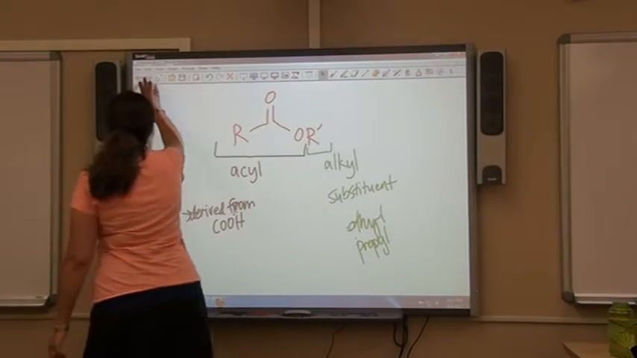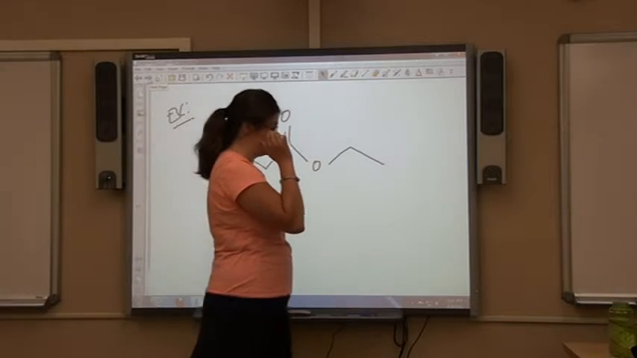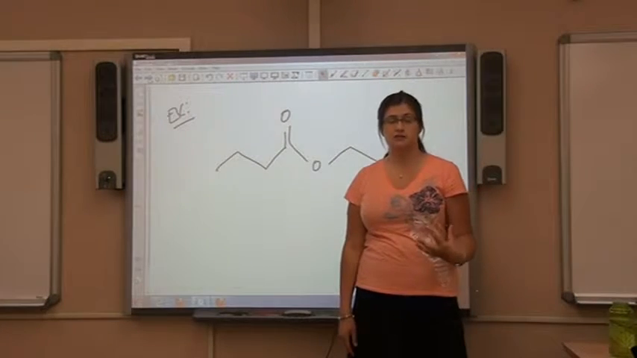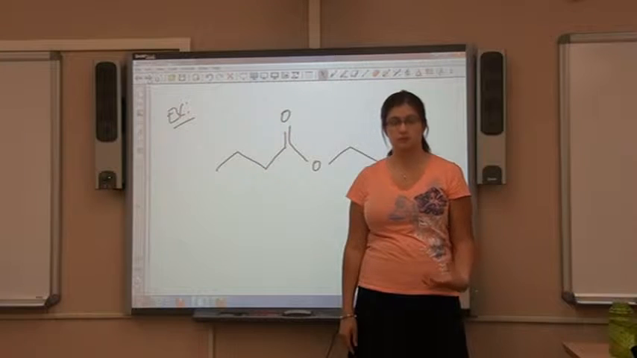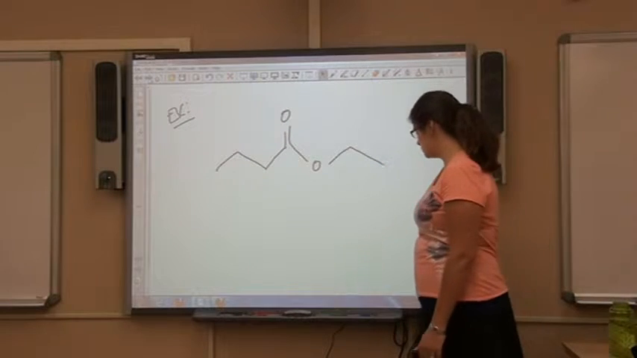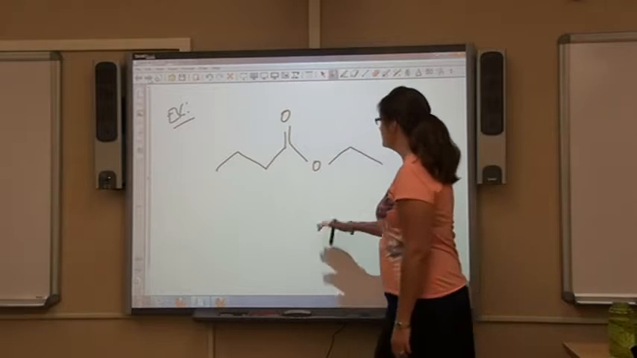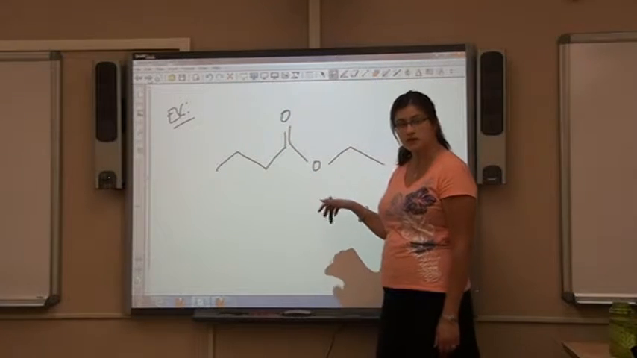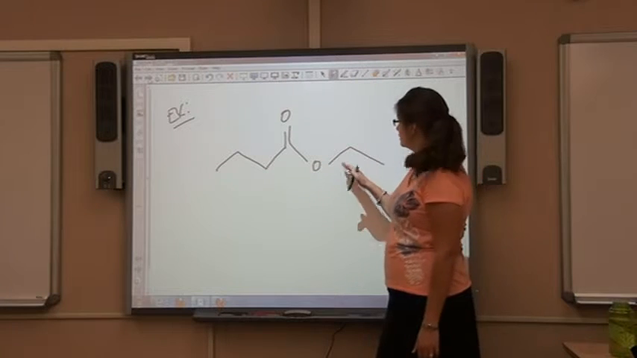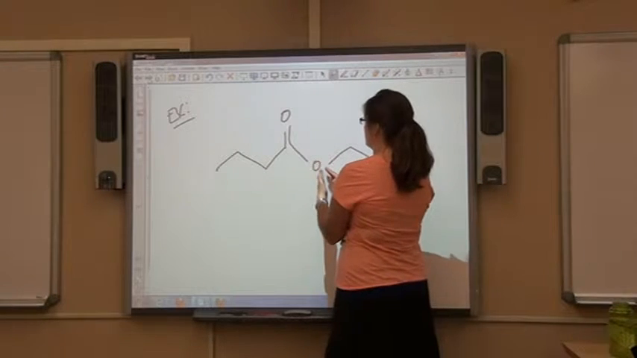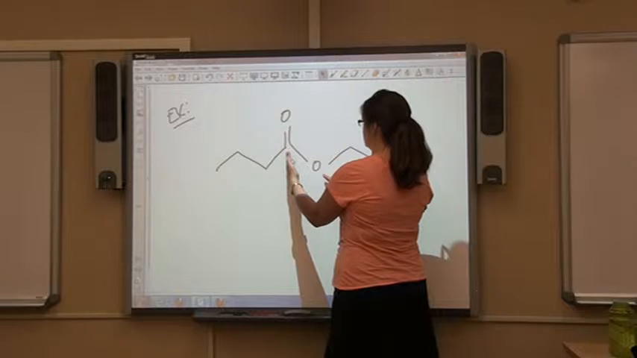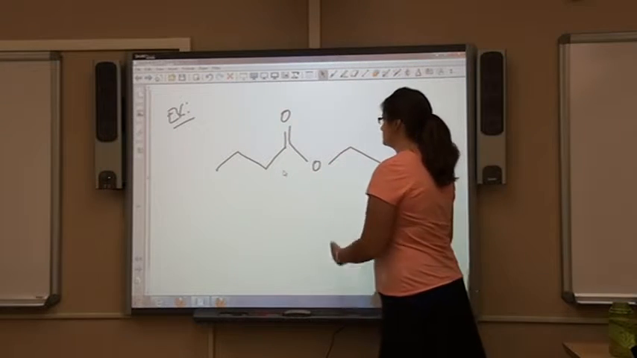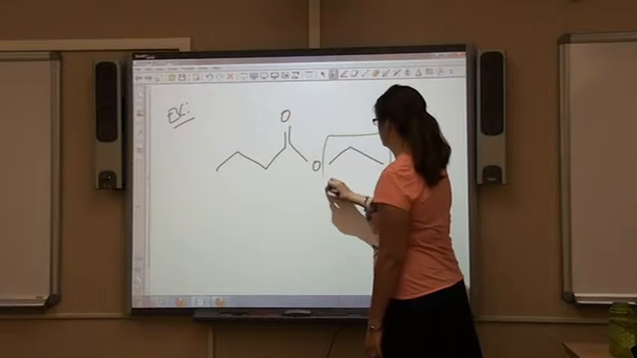Okay, let's get some practice identifying the alkyl and the acyl groups. I personally find that it's easiest to first identify the alkyl group. So in order to do that, what you're going to do is find where the oxygen that has only single bonds is, and then identify where your carboxylic acid portion is. Everything that is on the other side of that is going to be your alkyl group.